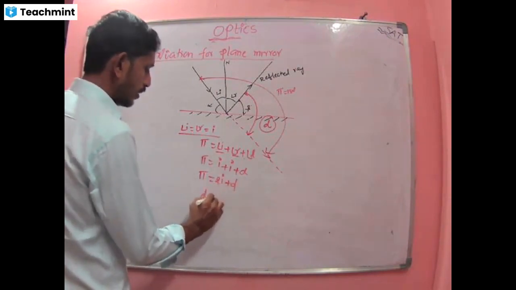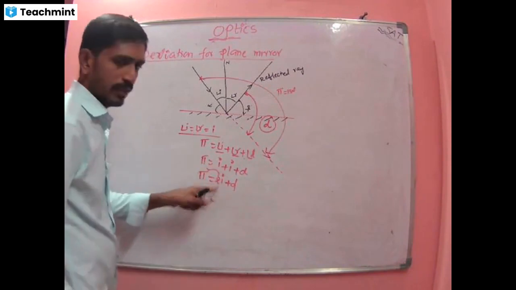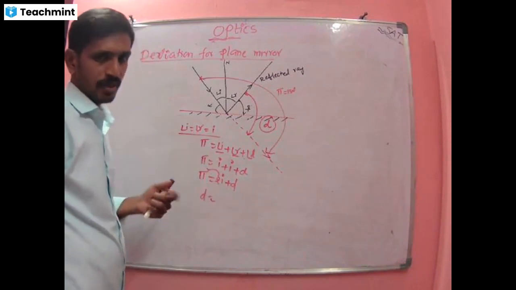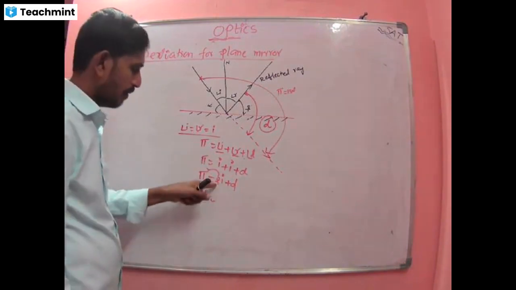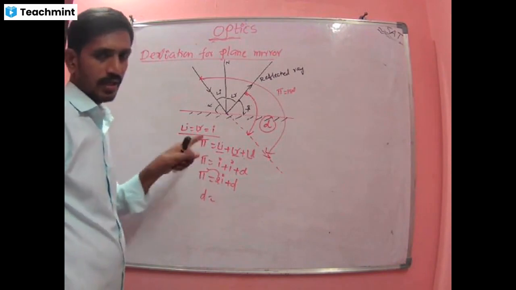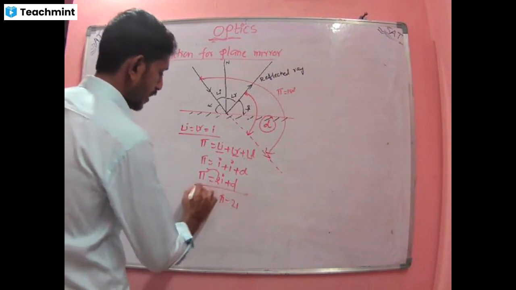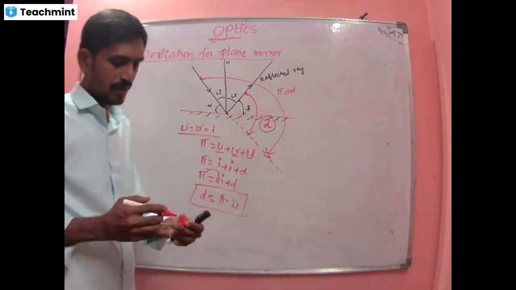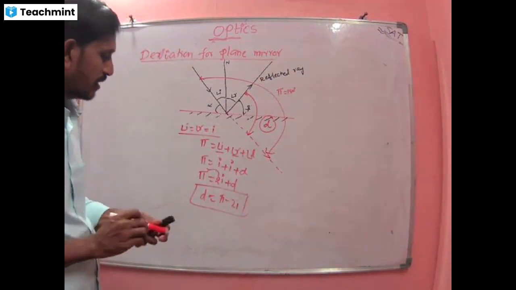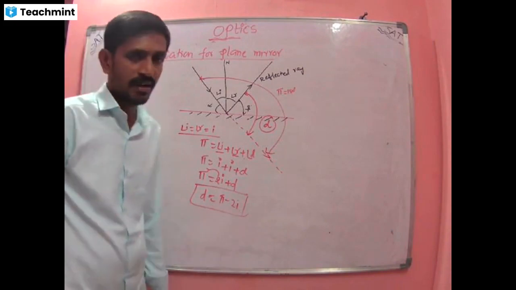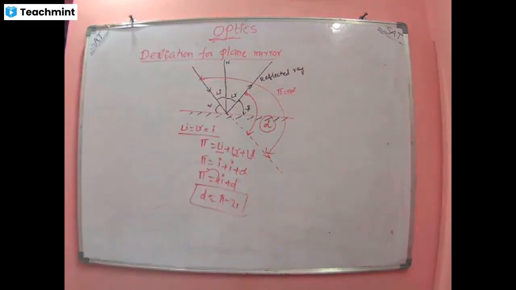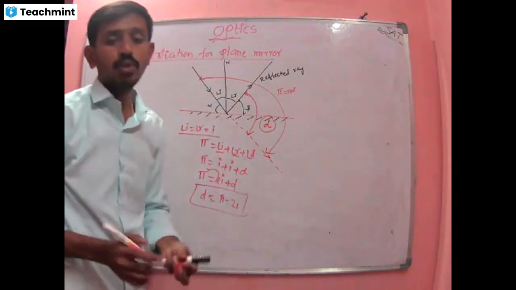I want D here. D is equal to pi minus 2i. Basic mathematics: if you bring plus 2i to the other side, it becomes minus 2i. So here, pi minus 2i. This is very, very important for a single mirror. For a single mirror, the angle of deviation is pi minus 2i, that is, 180 minus 2i.